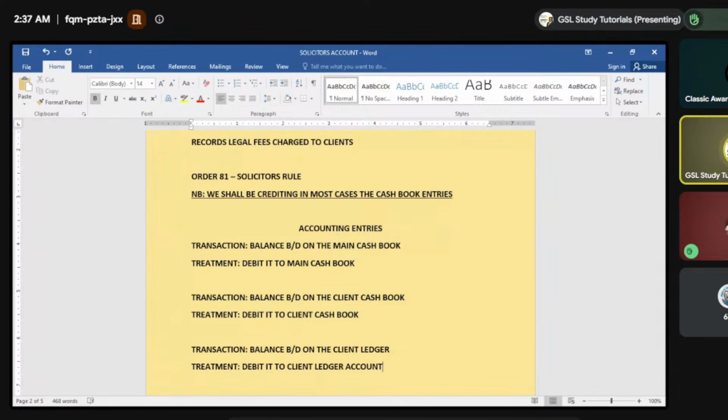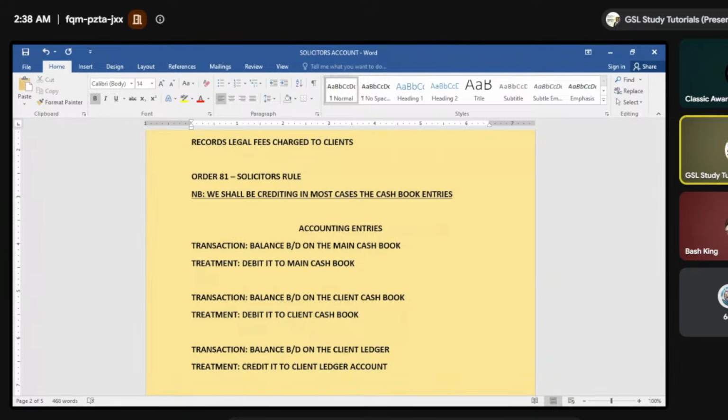The other entries. Someone has asked a question. Yes, you were talking about balance brought down on client's ledger. Yes. On my book here it is credit it to the client's ledger account. Oh, what did I write? Sorry. Thank you for the correction. Credit it to the client ledger. So, okay, I've seen it.